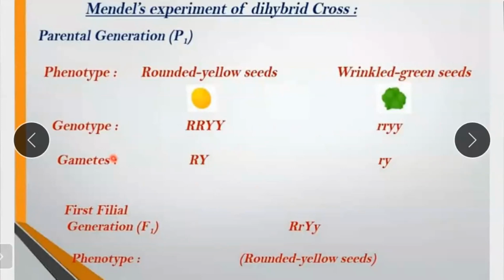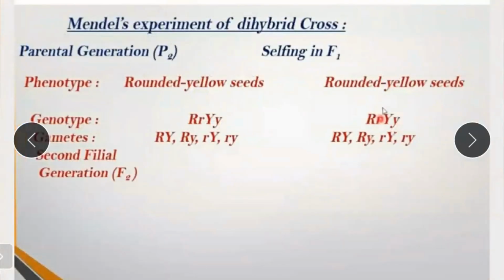Now, the first filial generation, F1, what does it show? The genotype of these plants was capital R, small r, capital Y, small y. So their phenotype was producing what? Round yellow seeds. In the first generation, what do we get? Round yellow seeds. Now, moving further to the parental generation P2. Here, F1 means what? All the plants show round and yellow seeds. Yes? So what is the genotype? All are heterozygous, that is RrYy.